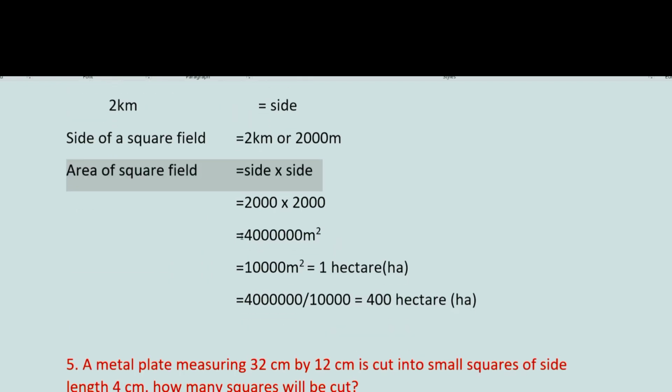Why are we converting into meter? Because we need the answer in hectare. Okay, in hectare unit, that's why. So 2000 meter into 2000 meter, it comes to about 40 lakh meter square. Now there is a formula: 10,000 meter square is equal to 1 hectare, meaning when it is 10,000 meter square it is called 1 hectare. So 40 lakh meter square will be how much hectare? To find that, you have to divide 40 lakh meter square by 10,000, and after dividing we get 400 hectare as the answer.